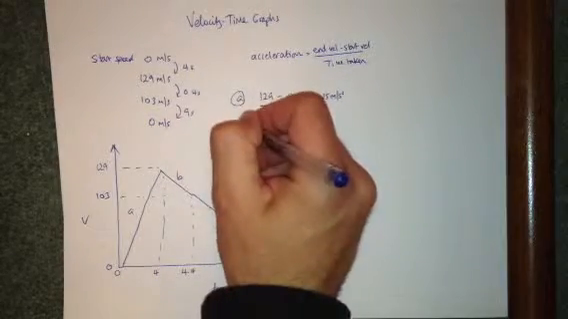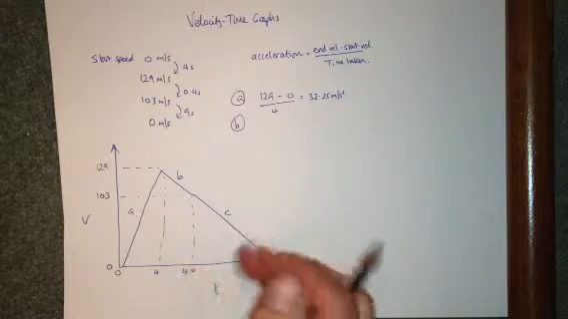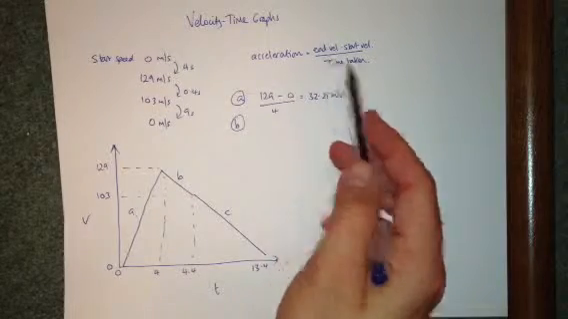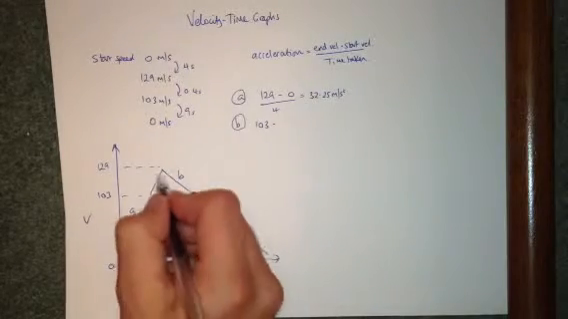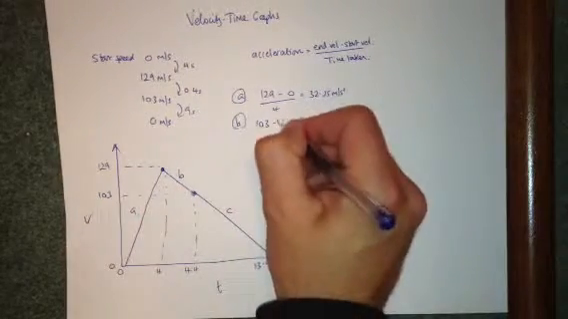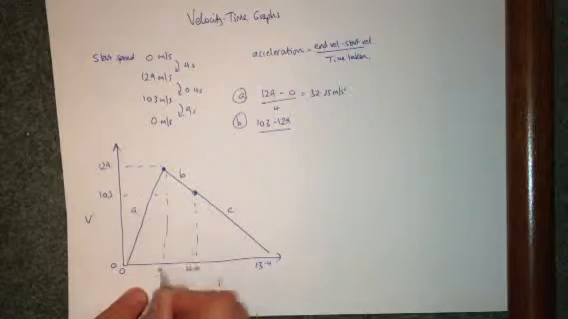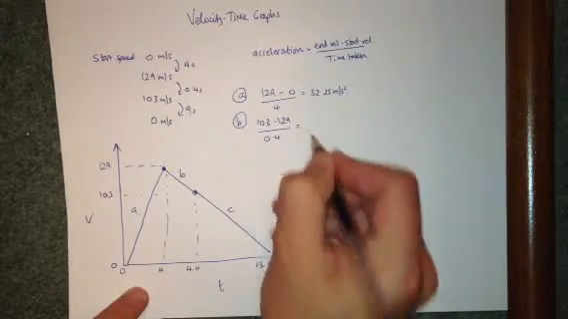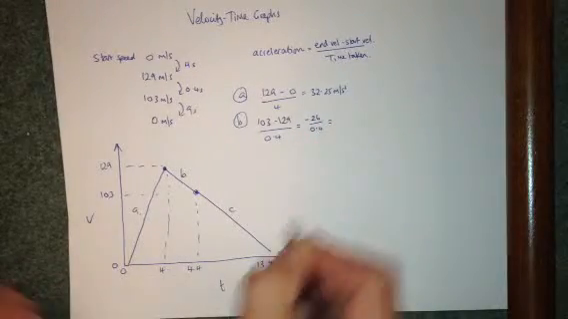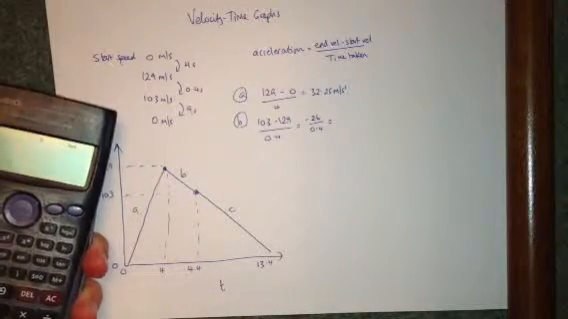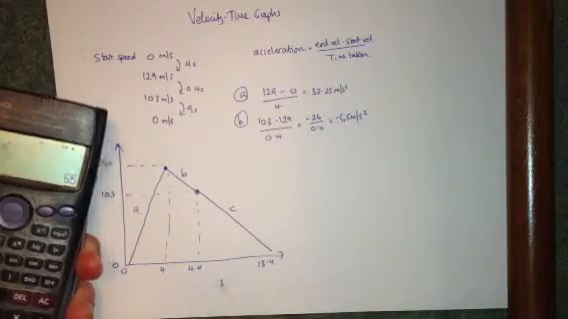For point B, this time it's decelerating, so just be aware that if you're talking about acceleration it will give you a negative number. So the end velocity, well that's that bit there, 103, minus the start velocity, 129. Time taken, well, we're talking about that time just here, so 0.4 seconds. So that should give you minus 26 over 0.4. So you can use your calculator, which gives you minus 65 meters per second squared.